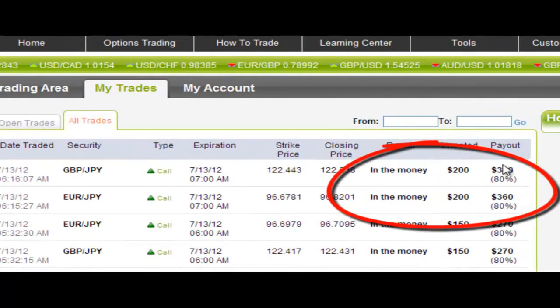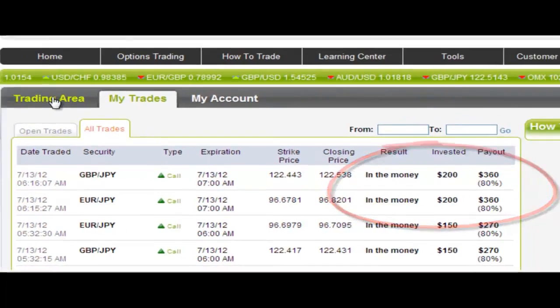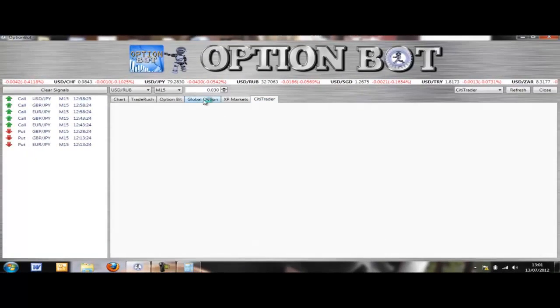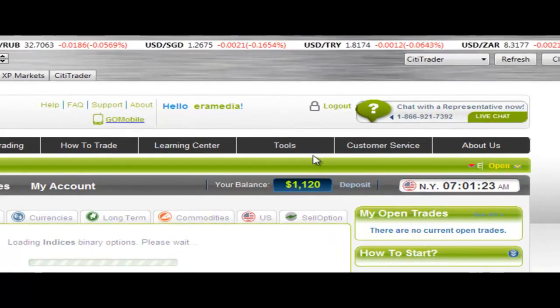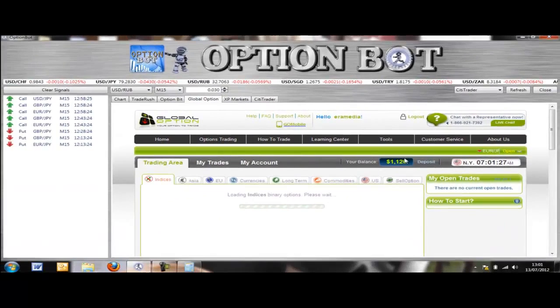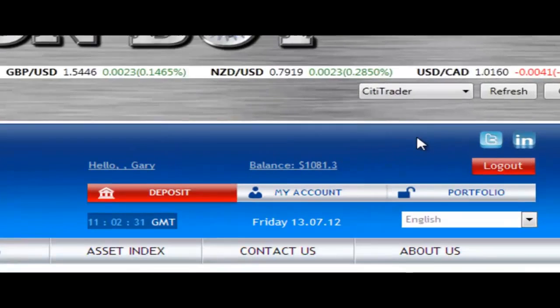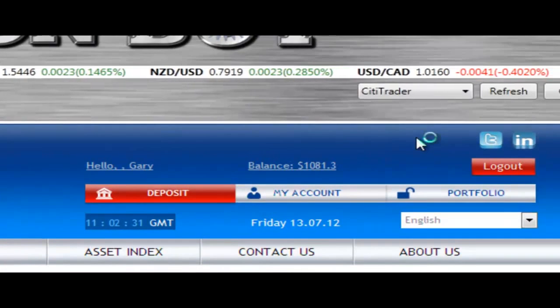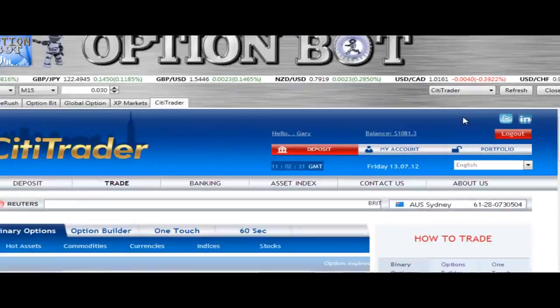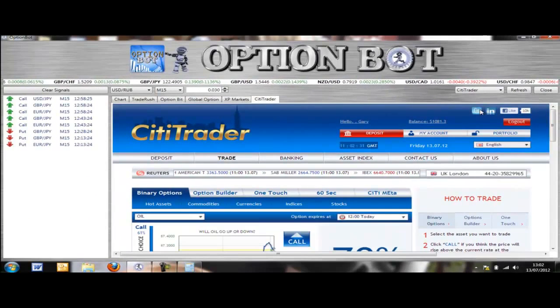Okay, so I'm back and you can see that both trades were successful. I'm showing a profit on Global Option, which has pushed the balance from $800 to $1,120 as you can see here. With CityTrader, I now have a balance of $1,081.30. So I'll bring up the desktop calculator.